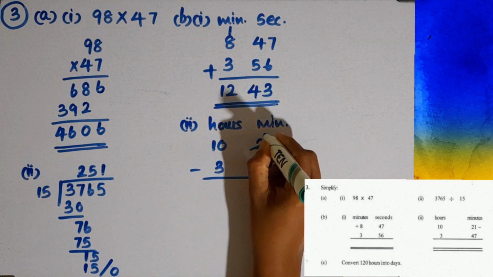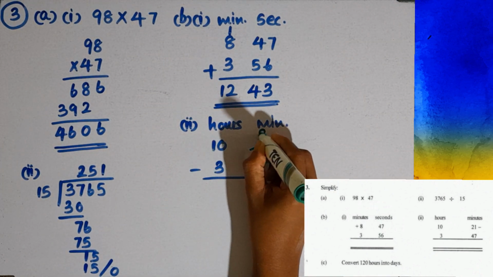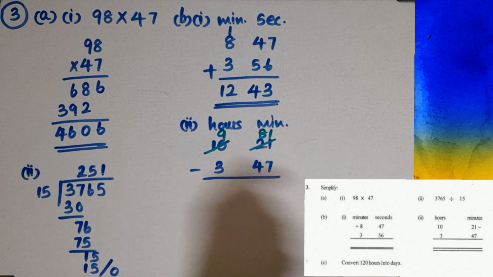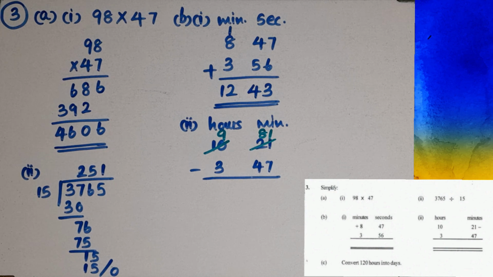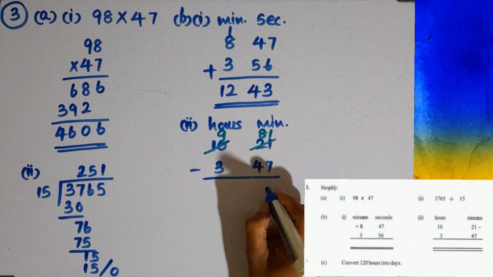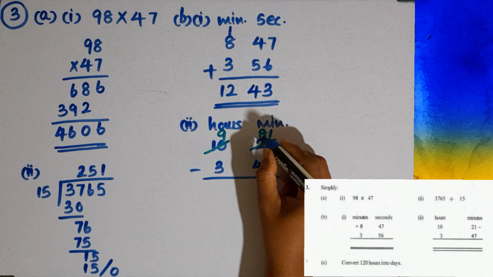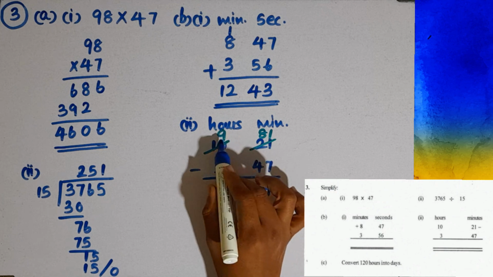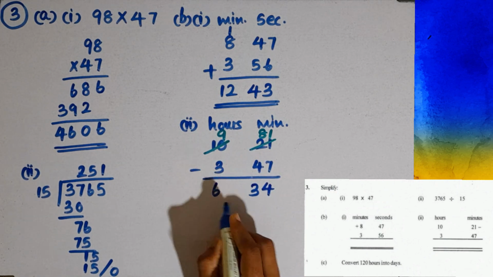Then the addition is 81 now. Then the remaining here is 9. Now 81 minus 47. 11 minus 7 is 4. Here 7, 7 minus 4, 3. 34 minutes. Then 9 minus 3 is 6. So this is the answer.